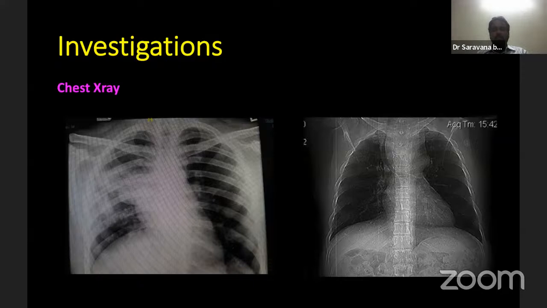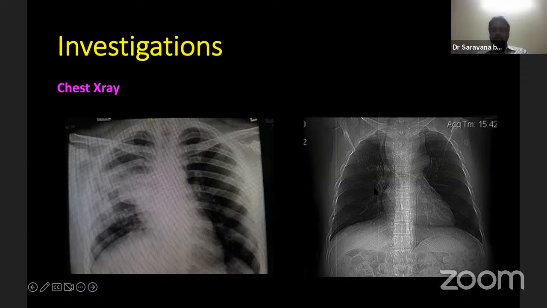The chest X-ray will give an idea of homogeneous opacities in the chest, which may give us a clue that there is some mass effect. So you can see in this X-ray, there is a small mass protruding into the right thorax and compressing the right mainstem bronchus.